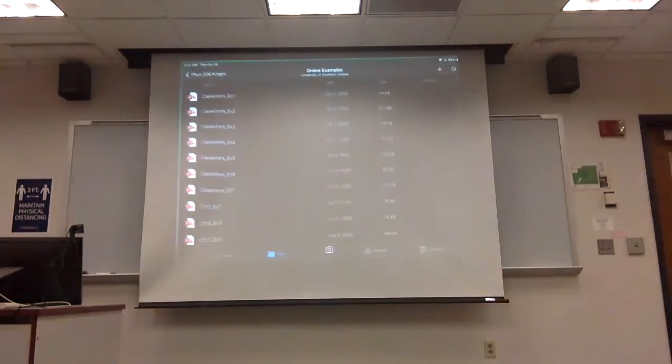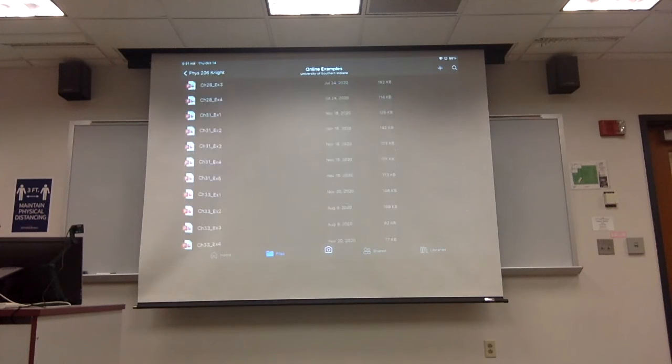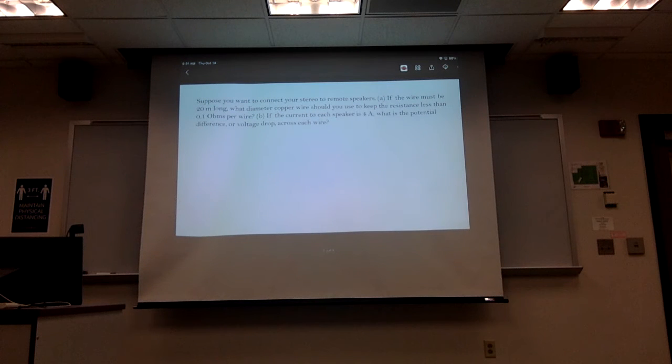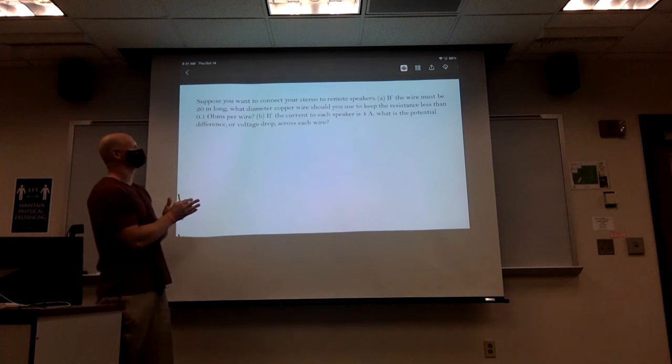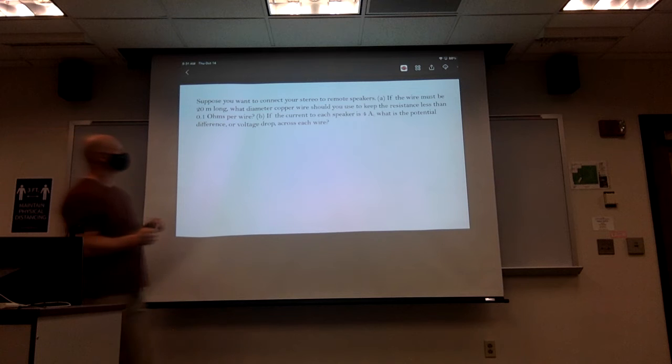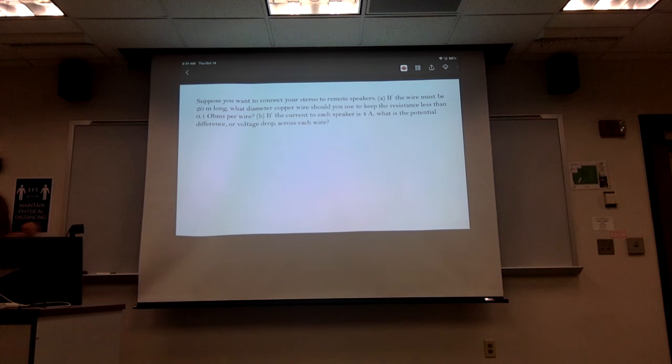And let's do our first example. So this says that we want to connect our stereo to some speakers on the other side of the room. So in this case, we're going to use a wire. That wire is 20 meters long. And we want to know what is the diameter of the wire that we should use if we want our resistance to be less than 0.1 ohms. And then finally, we want to know if the current in each speaker is 4 amps, what is the potential difference, or potential drop, I should say, across the wire as it goes from the radio to the speakers.